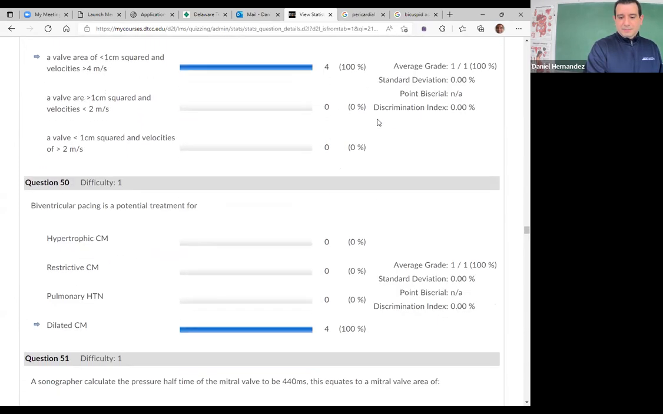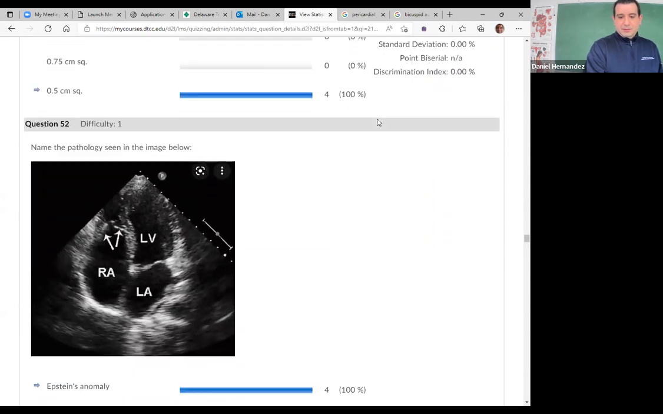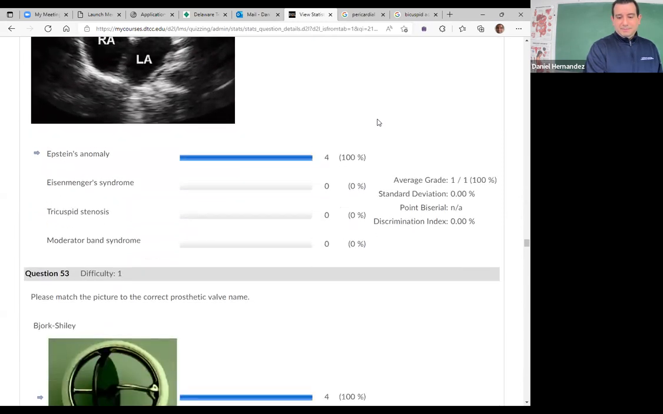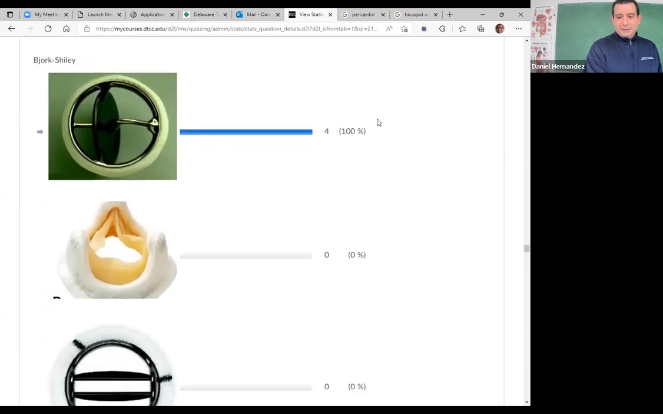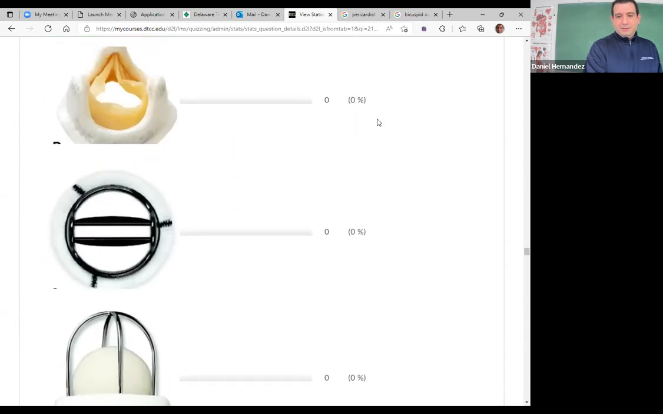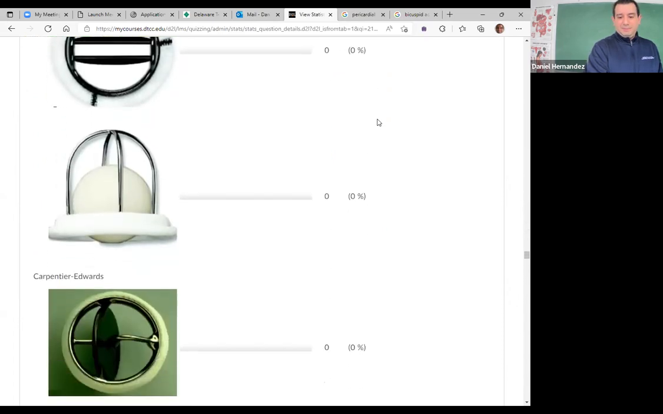He's right. He's right. Everyone got Epstein's anomaly. Everyone got all the prosthetic valve ones, right?